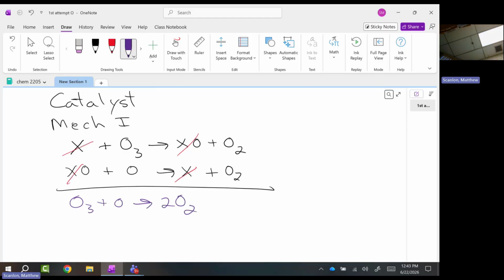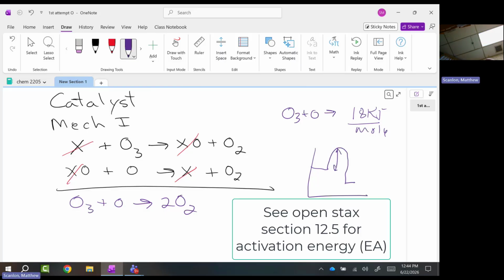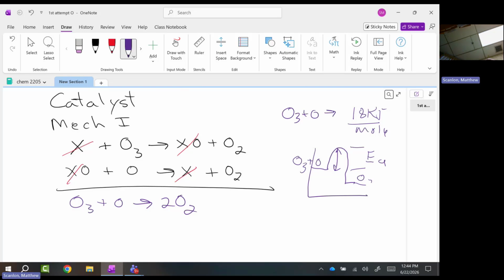Now this occurs naturally, but it's not likely. For O3 plus O to occur naturally, you have about an 18 kilojoule per mole activation energy. An activation energy is the energy you have to get over to have it react. This is this energy barrier here. From here to here is called the activation energy, E sub A. And on this side, we have O3 plus O, and over here we have 2 O2.